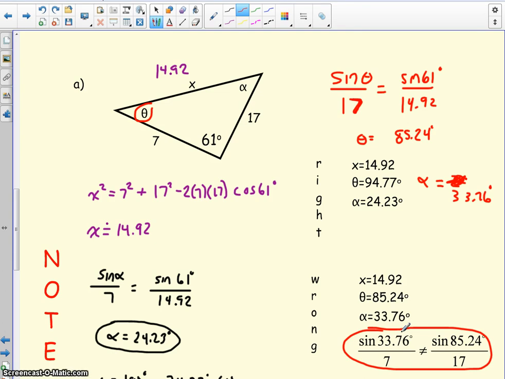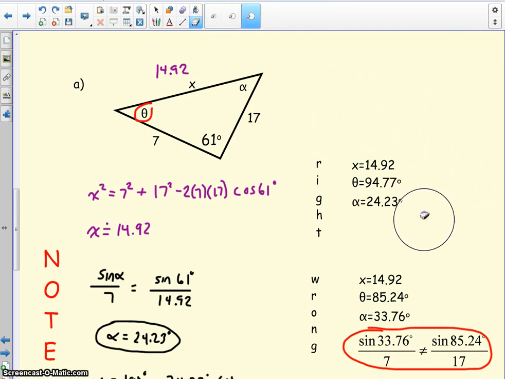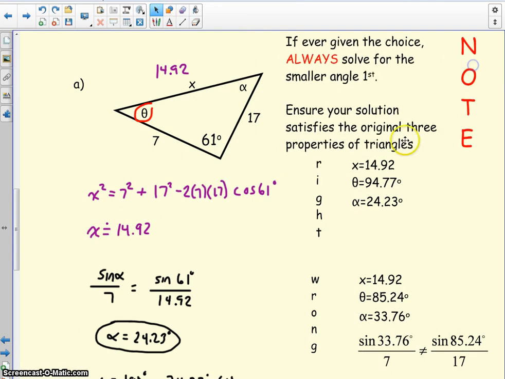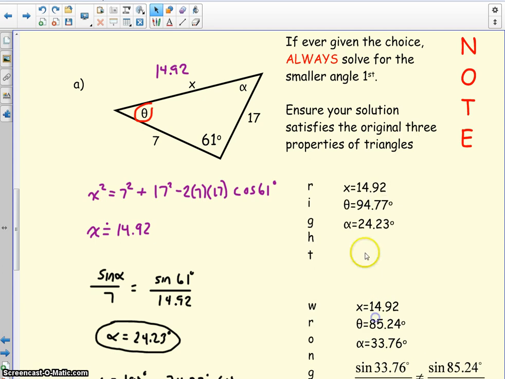However, the problem is your calculator does not know that theta is actually an obtuse angle. It assumes it's an acute triangle. It doesn't know any better, so it's automatically going to give you the 85.24. That's actually not going to be the case. So the way we can get around that, and we touched on it in the last lesson on sine law and cosine law, is you always want to make sure you solve for the smallest angle first if you ever have the choice, because we know the smallest angle in a triangle is going to be acute.